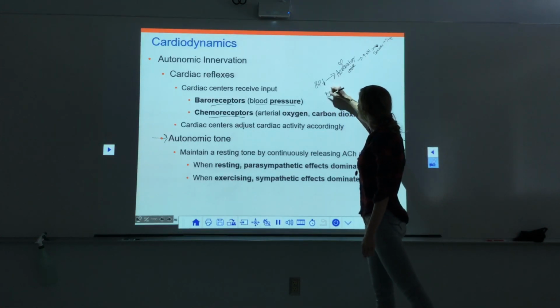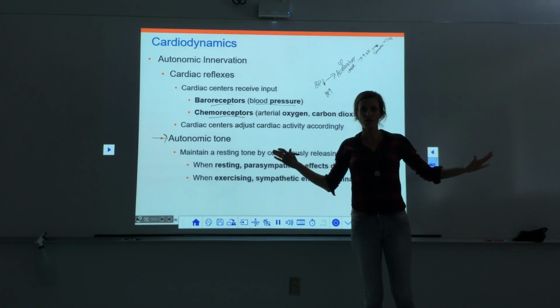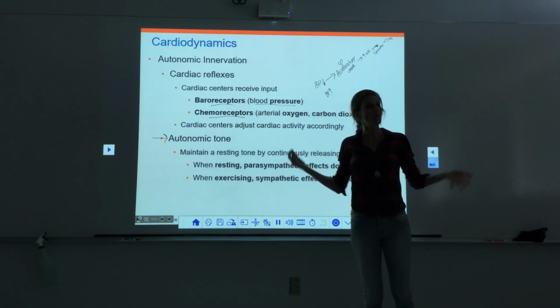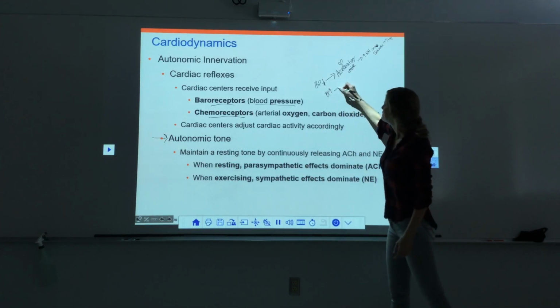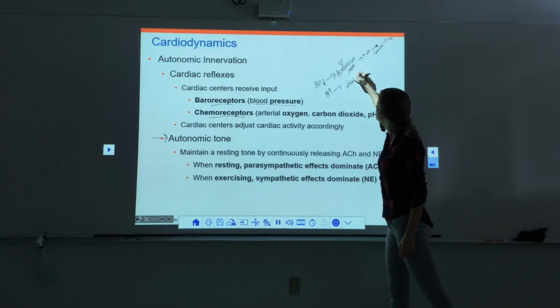So if the blood pressure goes up too high, we want homeostasis, right? So our body says, wait a minute, that's too high. We need to find a way to decrease this pressure. How can we do that? So the baroreceptors would send a signal up to the cardio-inhibitory center.